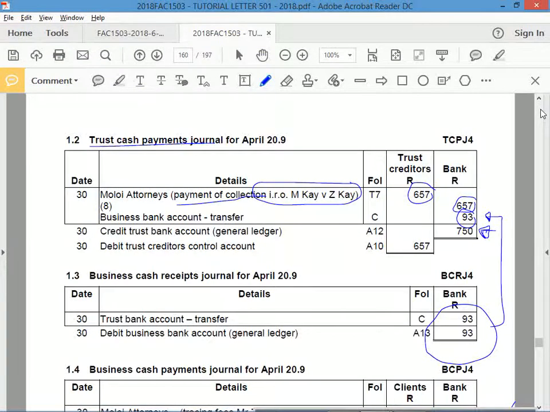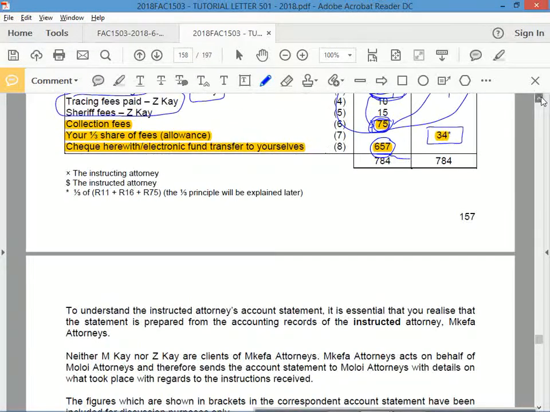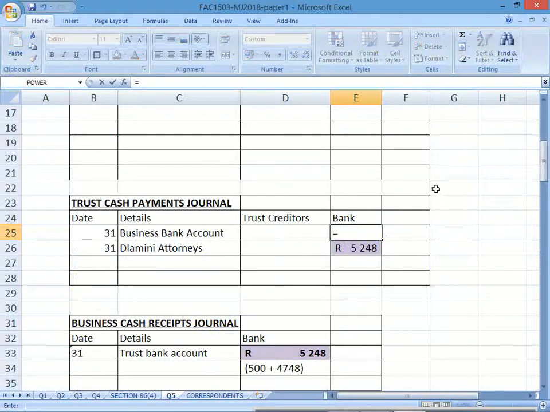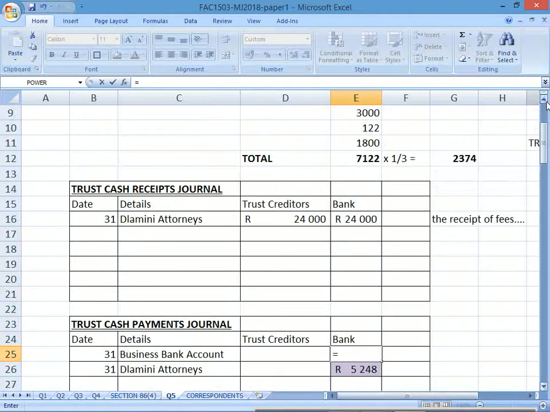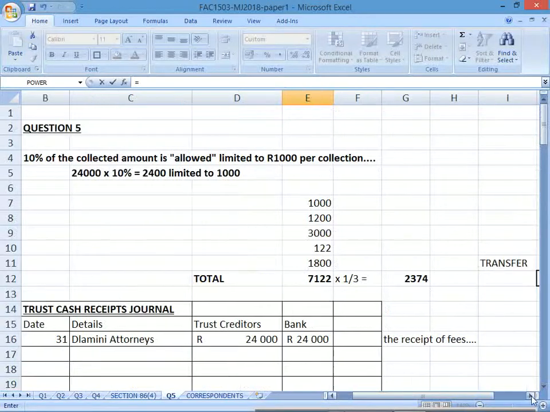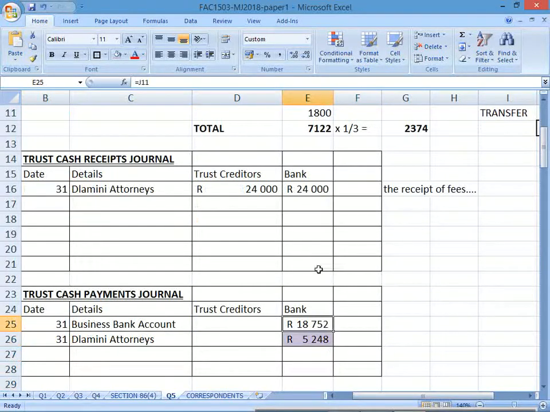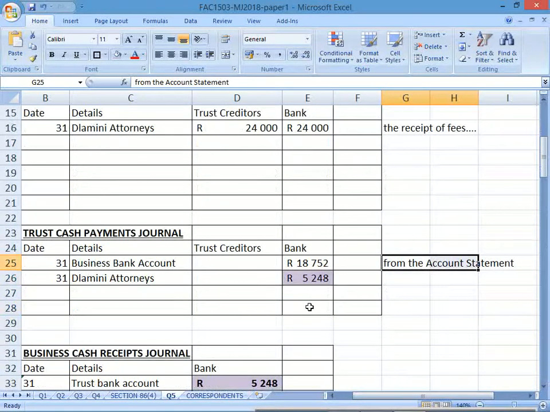The 657 came from here. There it is. This was the EFT, the fund transfer, the 657. So this figure is the amount that we calculated earlier, which was their portion, the 18,000. Yes. That was from the account statement. Right, then we can total that up. Obviously, these amounts will be the same. Just reference the same figures.